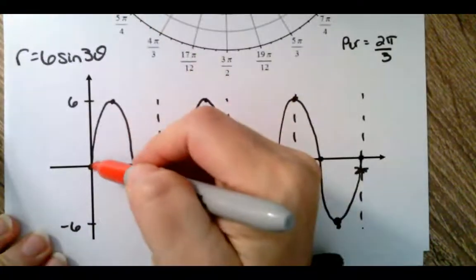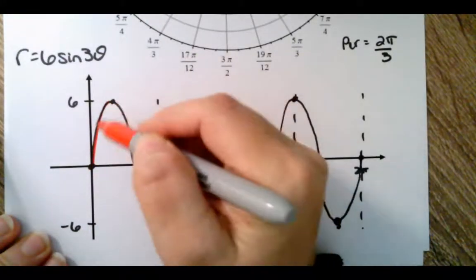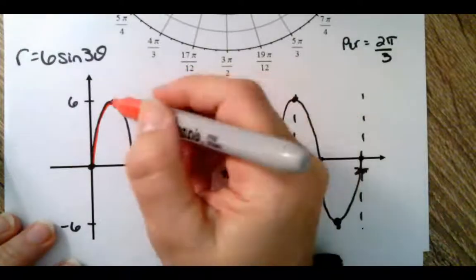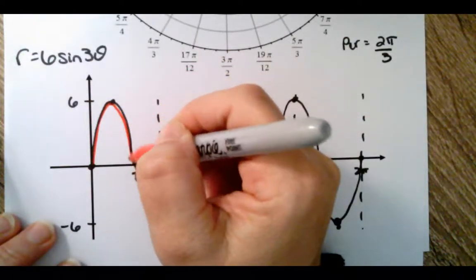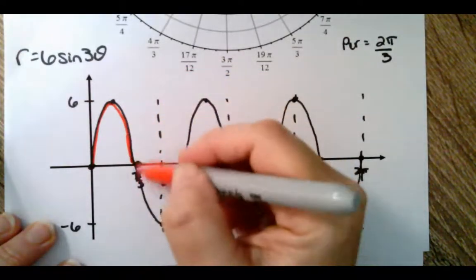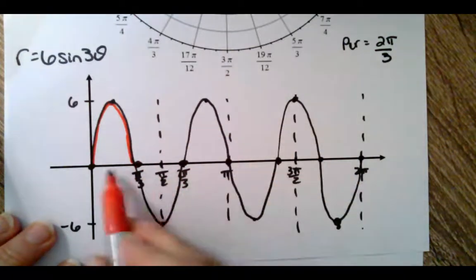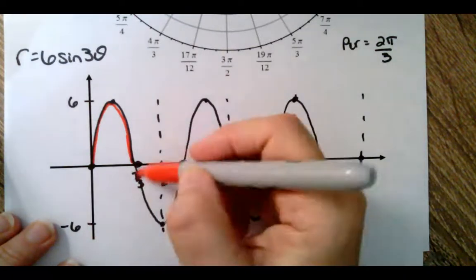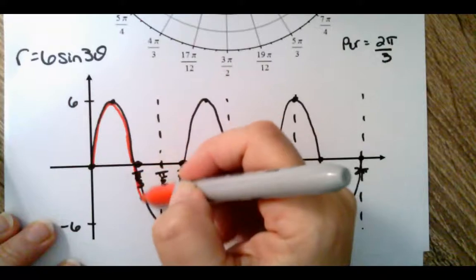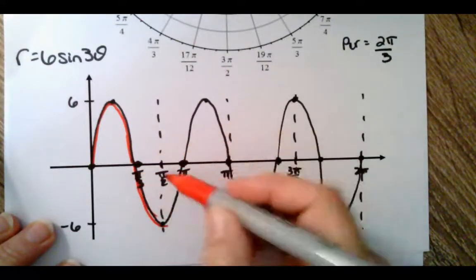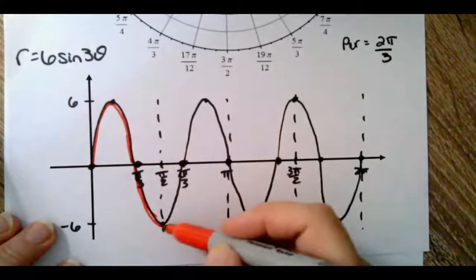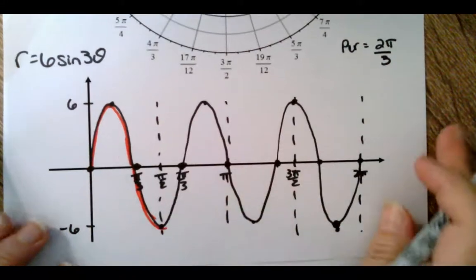I notice that I'm starting at the pole. We're going to go out to our maximum of 6, back to the pole at pi over 3, and then the graph goes negative. Since I'm in quadrant 1 angles, this part of the graph here is going to graph in quadrant 3. And once we get to pi over 2, we'll be at -6.